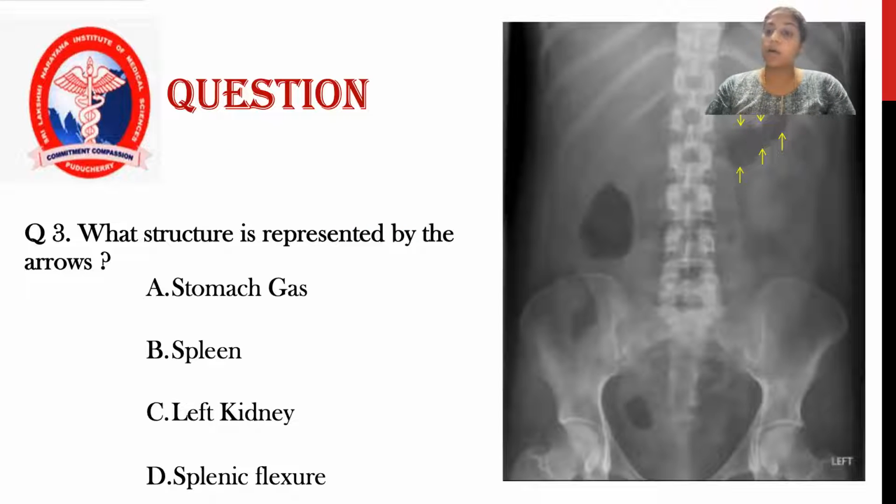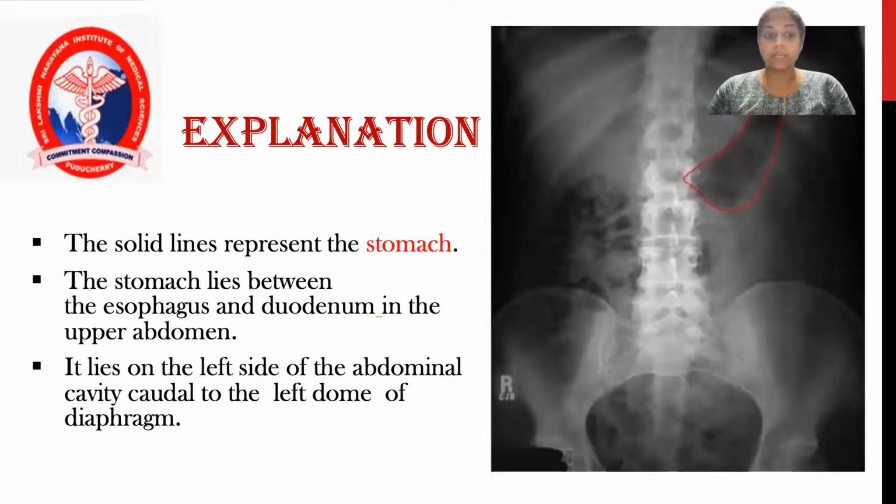What does this yellow arrow demarcate? See, we can see that it is stomach gas that we are seeing here. Coming to the explanation, stomach lies between the esophagus and the duodenum in the upper abdomen. It lies on the left side of the abdominal cavity, caudal to the left dome of the diaphragm.